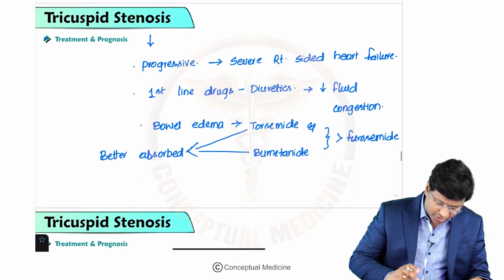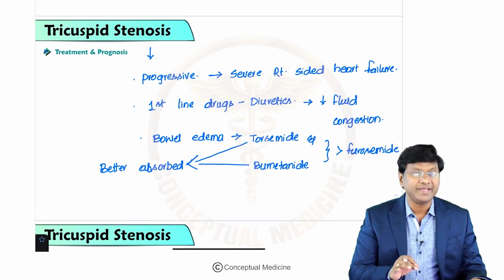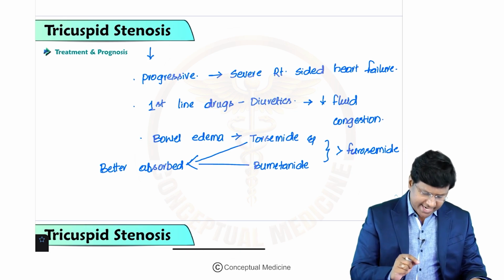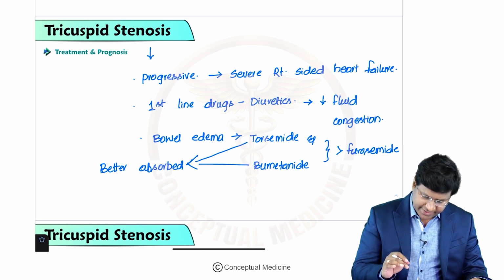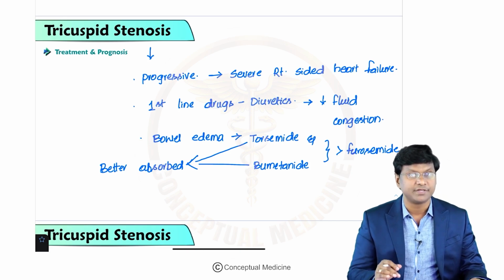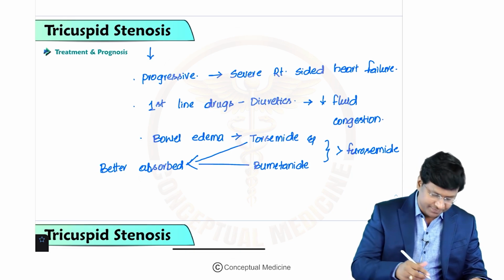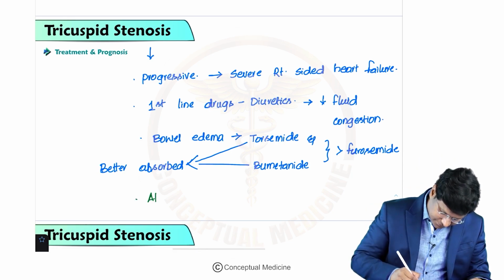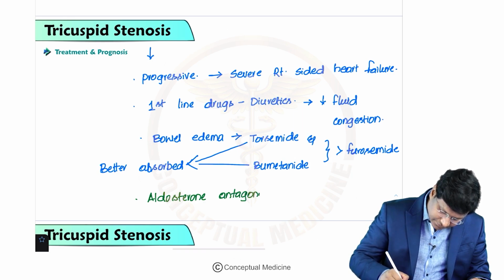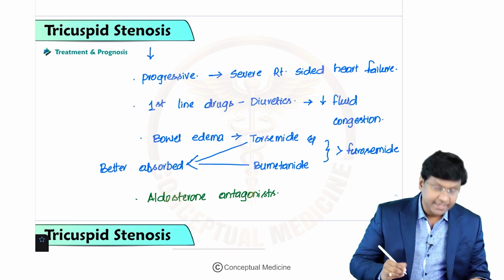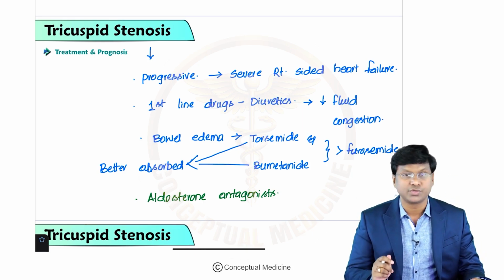Right, they are better absorbed from the gut. So that will be the medical management in patients with tricuspid stenosis. And apart from furosemide, torsemide and bumetanide, the aldosterone antagonists also help.